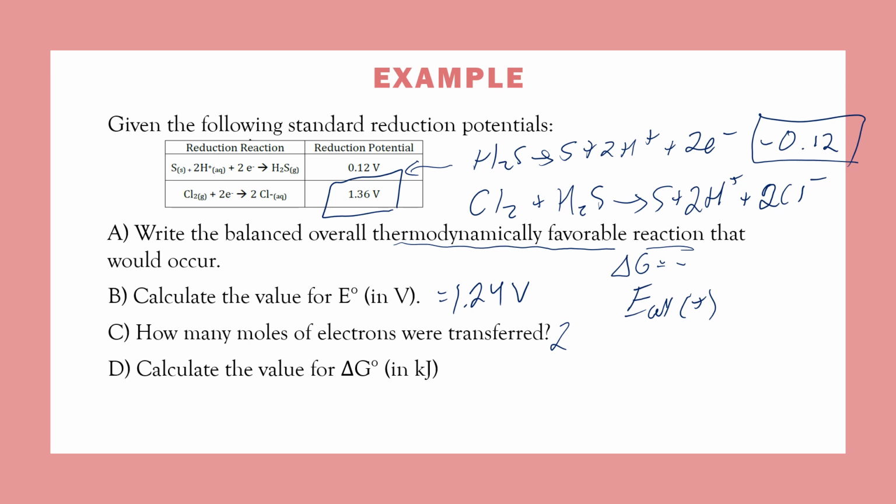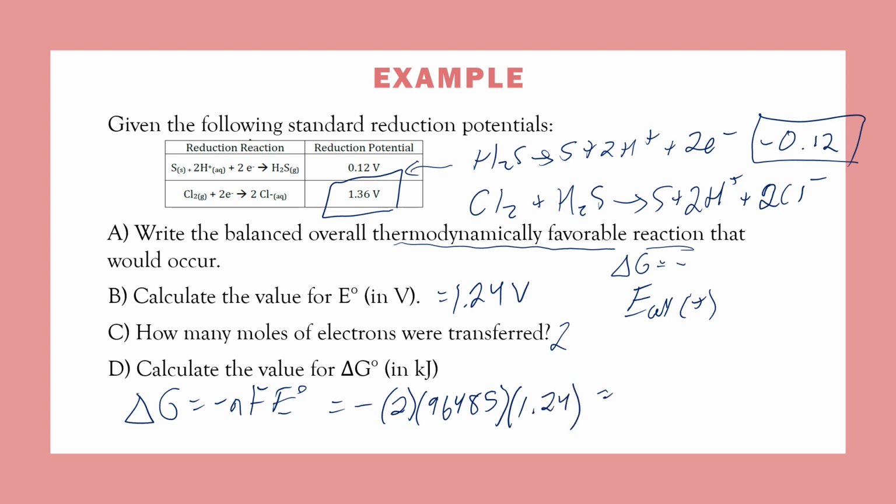And calculate the value for delta G. We need to use delta G equals negative nFE. And so if we plug in, there's 2 moles of electrons, Faraday's constant, and our cell potential we found was 1.24. When you multiply those, you get a negative 239,000 joules per mole. But let's put that in kilojoules. So negative 239 kilojoules per mole is my delta G.